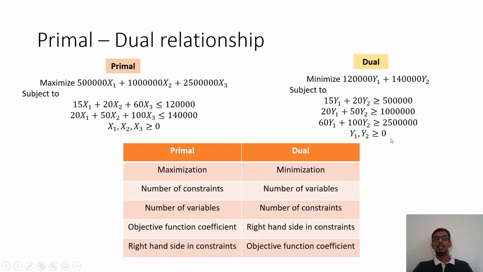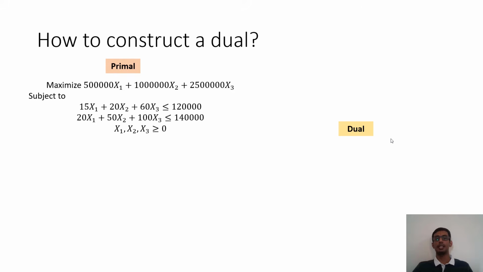This is how the relationship between the primal and the dual will look like. Can we move a step forward? We had looked at the construction of the dual from an economic perspective, but how would you mechanically construct a dual is what you are looking at now. You are given this primal problem with 3 decision variables, maximization objective and less than or equal to constraints. So what is the first step in constructing a dual?